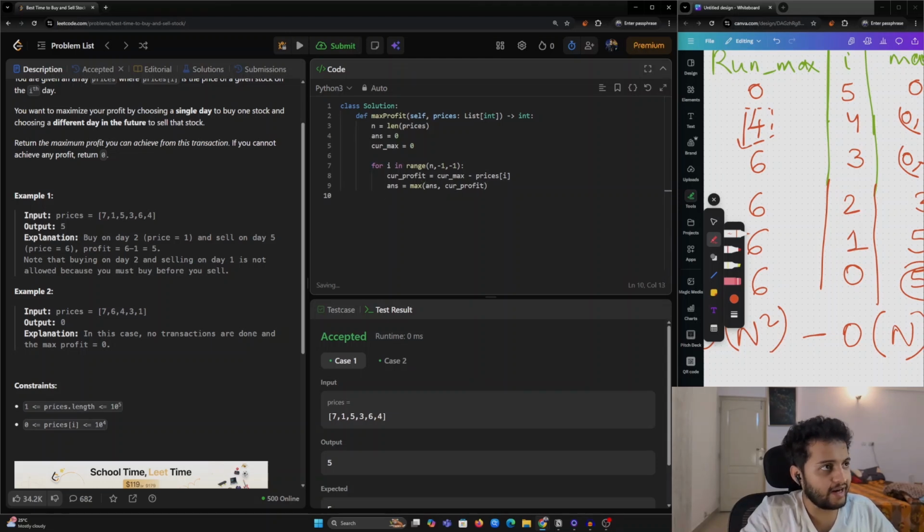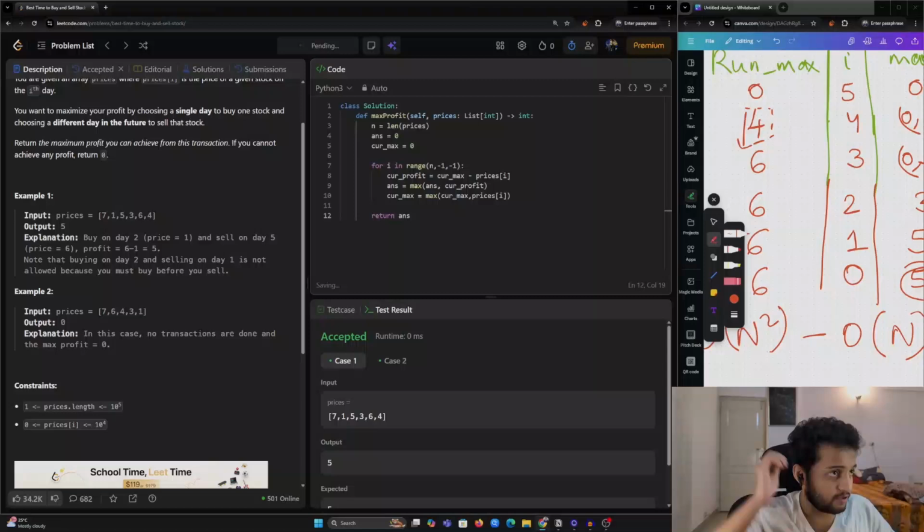And then we go ahead and update our current max. So this will be updated to max of current max, comma, the current price. Then we can finally return our answer. Let's try to submit this.